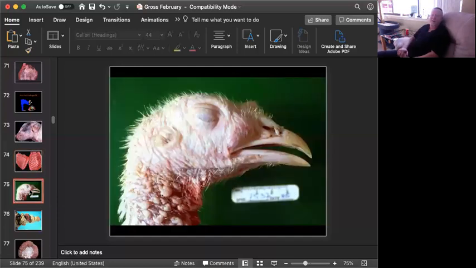Slide 3 is tissue from a turkey. Can you give me a morphologic diagnosis and 2 possible causes? Okay, time's up. We have swelling of the infraorbital sinus. Push on this, you might get some goo that comes out of the nostril.